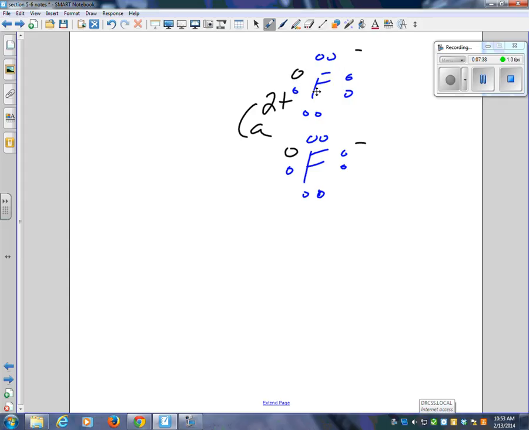I'm doing a little bit of forward thinking here. If you had to write out the formula for calcium fluoride, you would have CaF2. 1 Ca and 2 Fs, CaF2. You don't need to know that just yet, that's tomorrow. That's really how it works. It's not rocket science, it's chemistry.